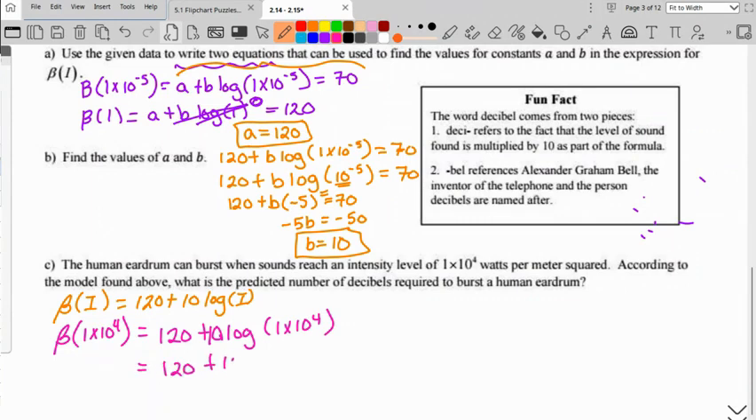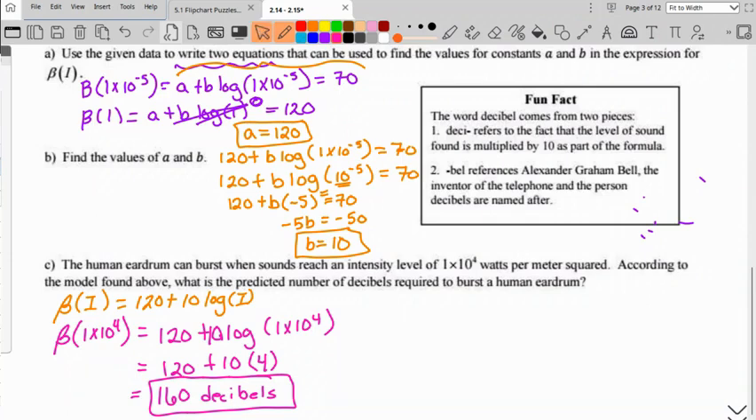120 plus 10 times, what is the log base 10 of 10 to the 4th? 4. You got it. Using those properties. Okay, so 40 plus 120 is 160. And what are our units? Decibels. And I think it's a D with a B, but since I'm not sure, I'm just going to write it out. I don't want to offend our science teachers with the wrong notation. So 160 decibels there is the correct answer.